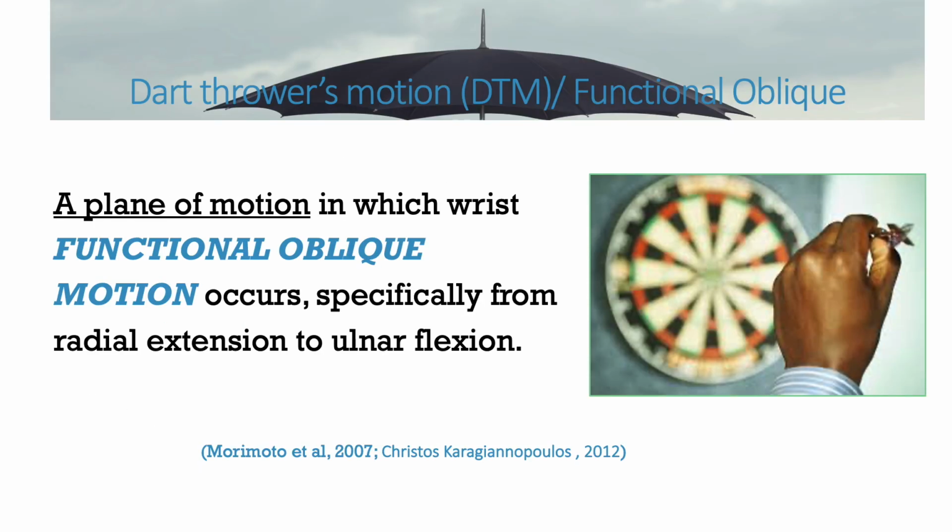It can be observed that another component of efficient in-hand manipulation is the role of the wrist, which positions the hand in space distally. The dart thrower's motion, or functional oblique, is a plane of motion in which the wrist moves in a functional oblique plane, specifically from radial extension to ulnar flexion.